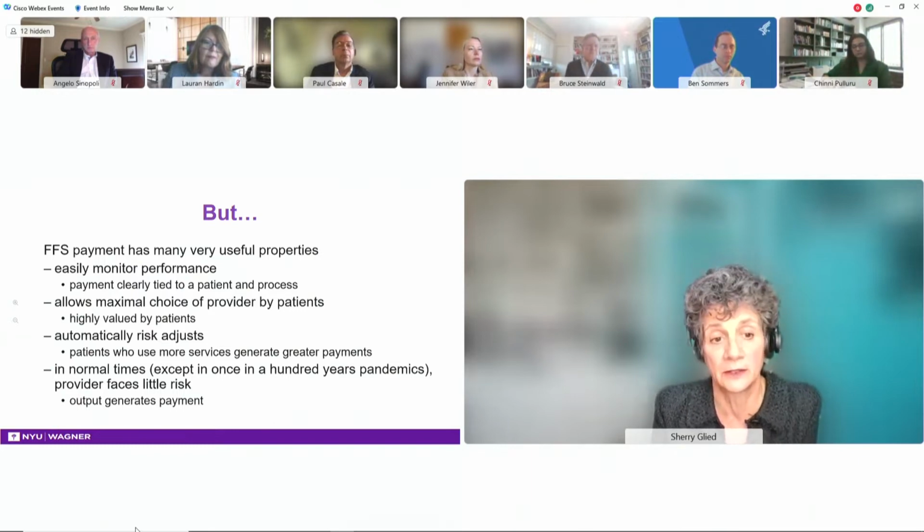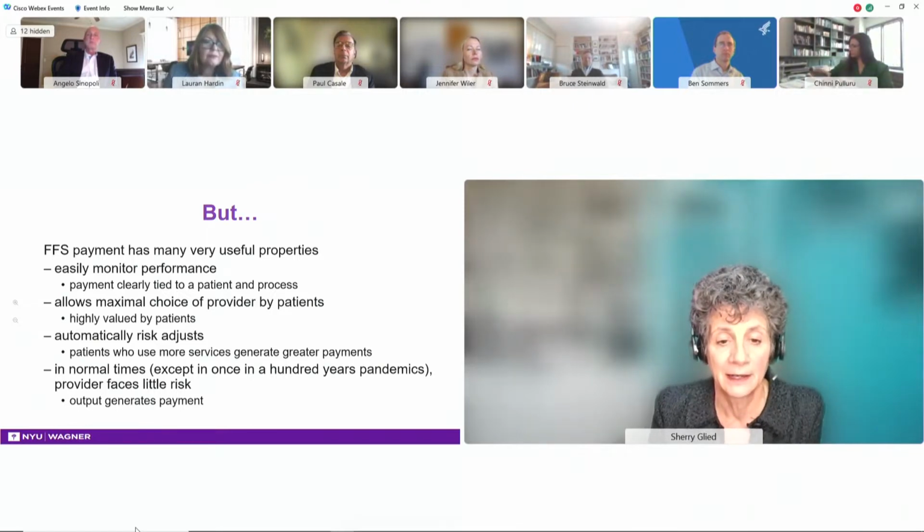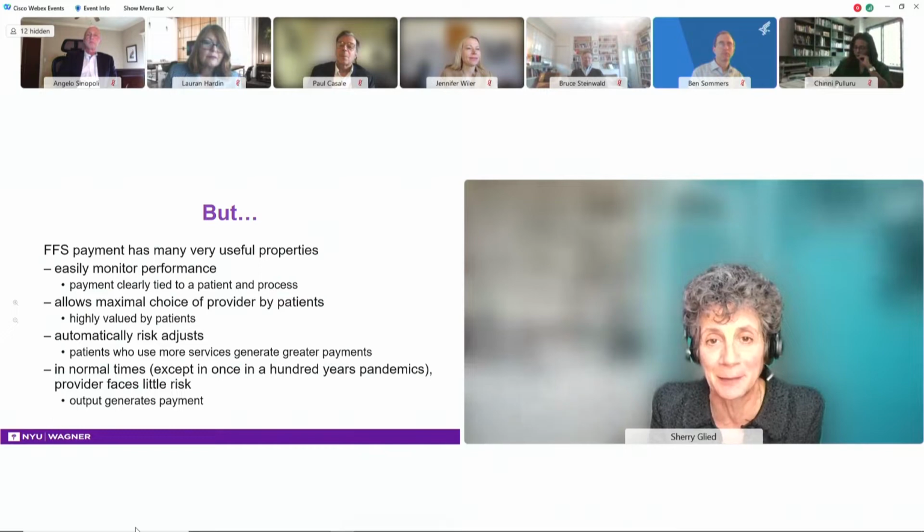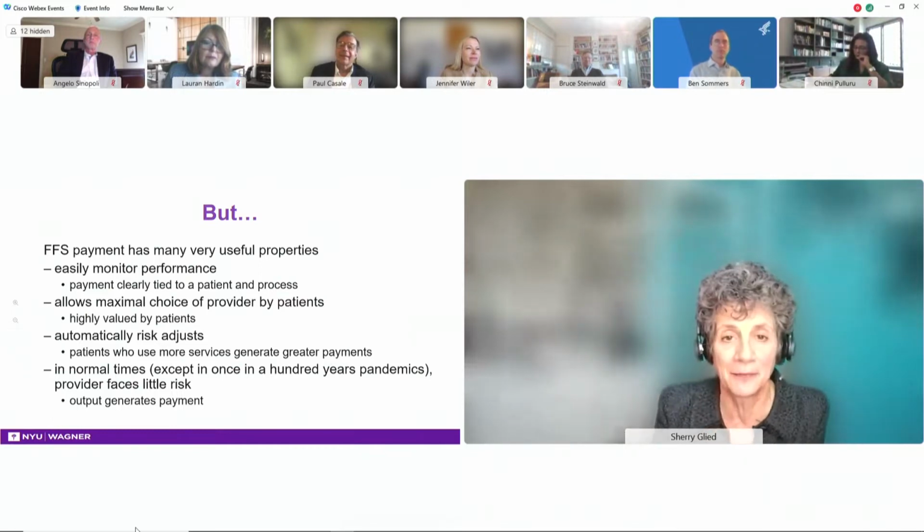Third, and this is going to turn out to be very important, it automatically risk adjusts. If you're dealing with more severe patients, you get more money. Patients who use more services generate greater payments. And in normal times, and we're coming out of non-normal times, but I think it's important to remember that so far our track record is that they happen every 100 years.